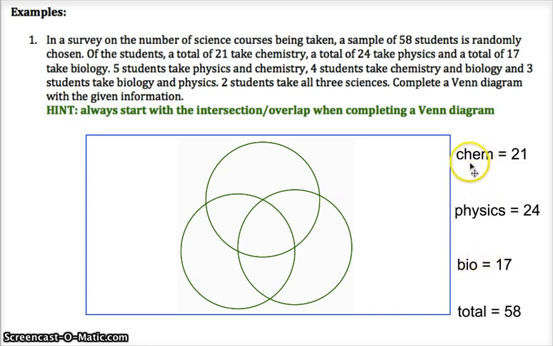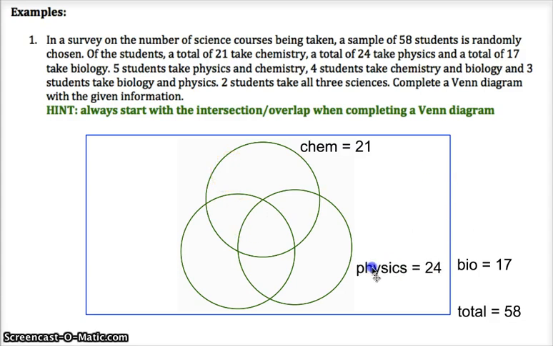There's 21 in chemistry, which includes, if we call this top circle chemistry, this entire circle should add up to 21. This entire circle should add up to 24. This entire circle should add up to 17.